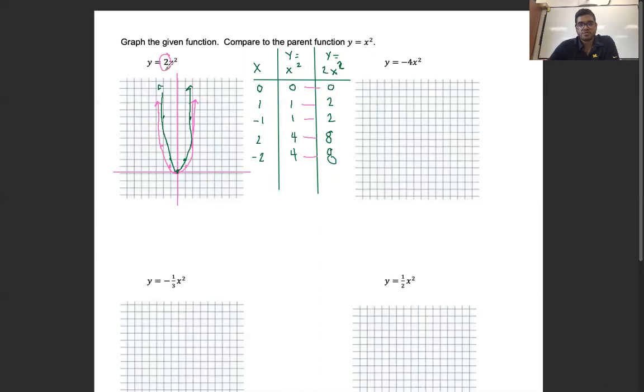Okay, it's called a vertical stretch. Think about stretching your arms out on top of your head. As you stretch further and further, it gets closer and closer to your head. That's a good way of thinking about it.